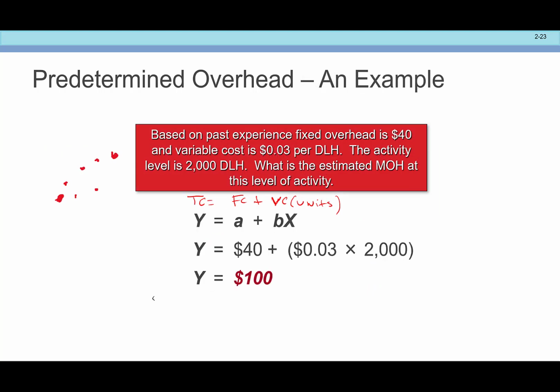Again, they give us this y equals ax, and for our purposes, I guess I should put total manufacturing overhead cost equals fixed cost plus the variable cost times the number of units that we produce, right? In this example, they tell you, if your variable cost is $3 per direct labor hour, and you use 2,000 direct labor hours, and your fixed cost is $40, then your total manufacturing overhead cost in this example would be $100.